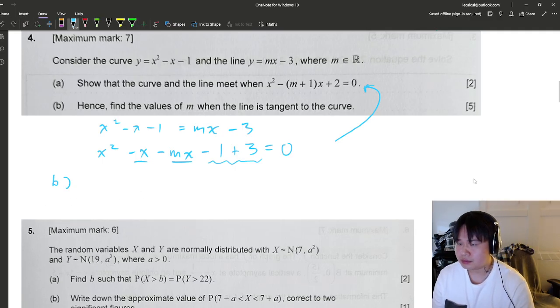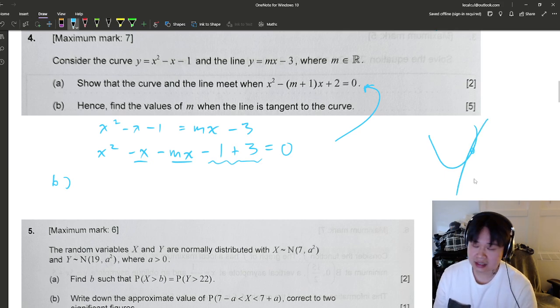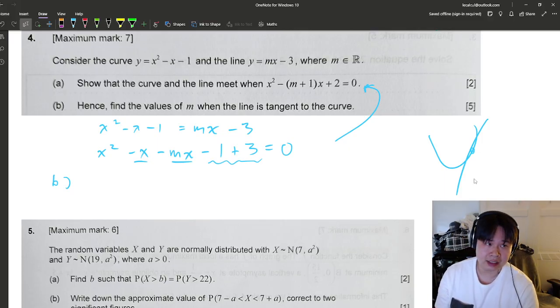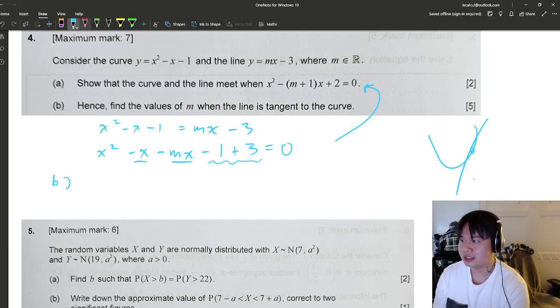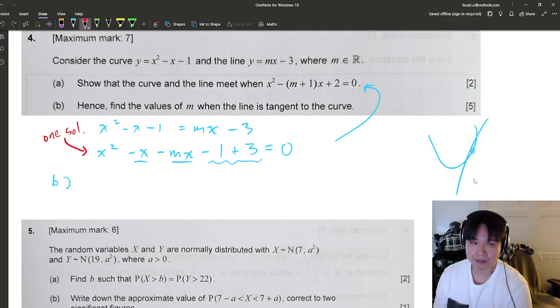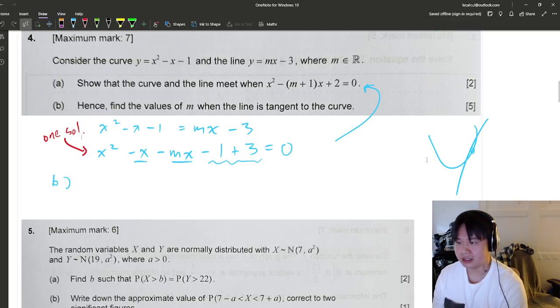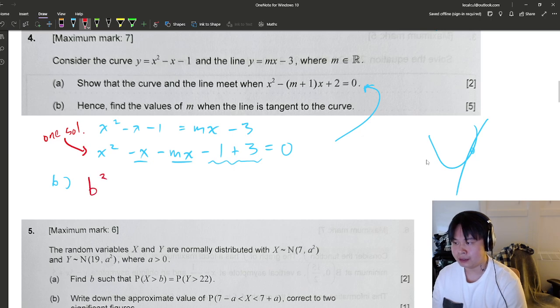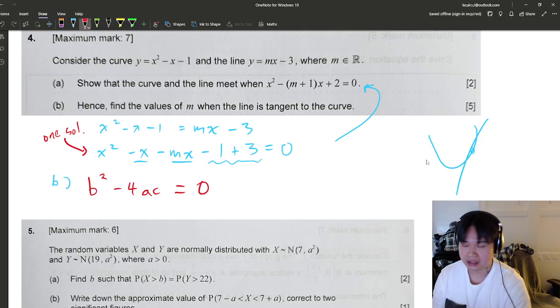Okay, so we want to find out when this is tangent to the curve. There's lots of ways to do this. You can use calculus, but basically what they're saying is that it only intersects once. In other words, there's only one solution. This is still a quadratic, part A. If there's only one intersection, we can just use the discriminant from the quadratic formula, the b squared minus 4ac. And if there's only one solution, that means that your discriminant is equal to 0.